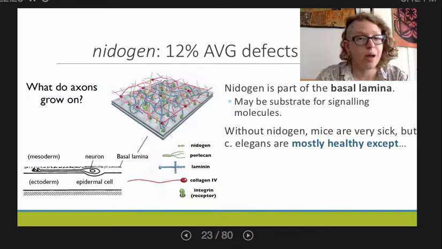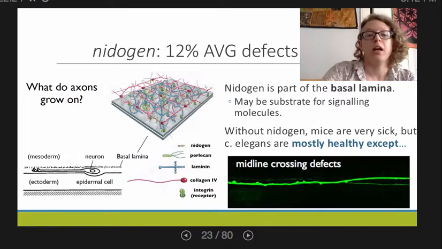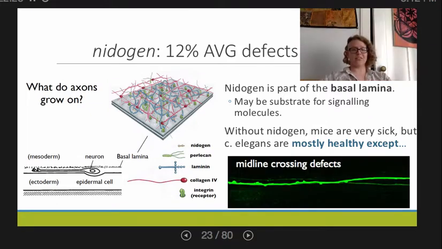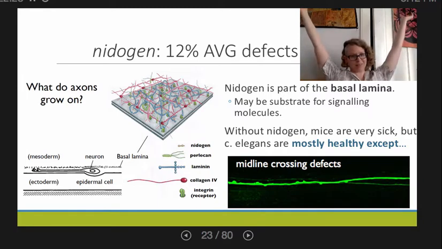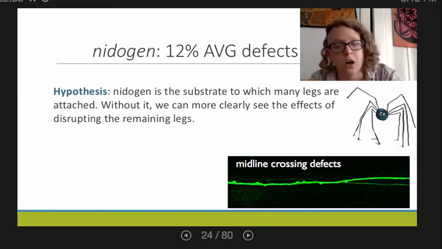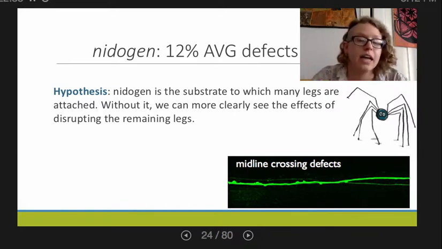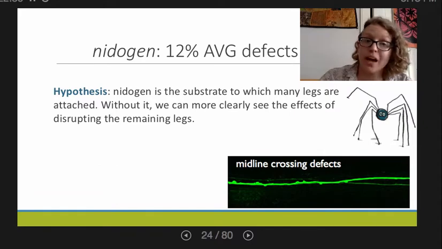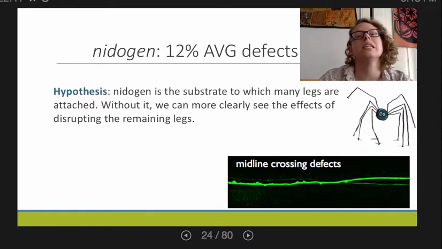Without nitrogen, mice are very sick. Humans are dead, but C. elegans are fine, except that they have midline crossing defects. They have 12% midline crossing defects. Woo! Very exciting. So our hypothesis is that nitrogen is the substrate to which many legs are attached. Without it, we'll more clearly be able to see the effects of disrupting the remaining legs.